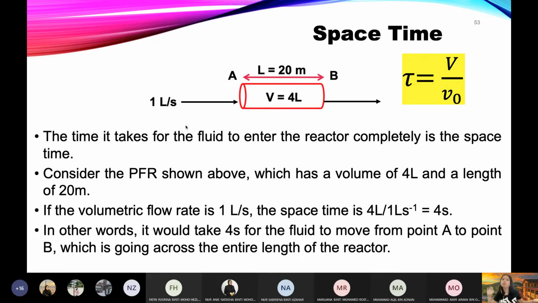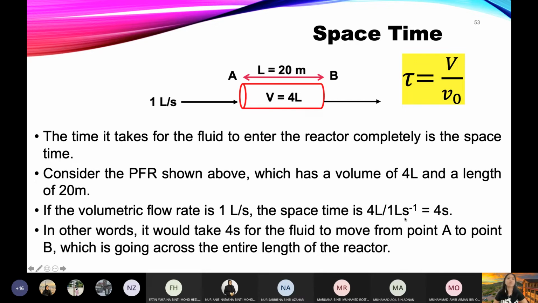So what is the space time? The space time is the 4 liter reactor volume divided by the volumetric flow rate of 1 liter per second, so you get 4 seconds. Before I forget, space time must have the dimension of time, so the unit must be time: second, hour, day, minute. So 4 liters divided by a volumetric flow rate of 1 liter per second, you get 4 seconds.